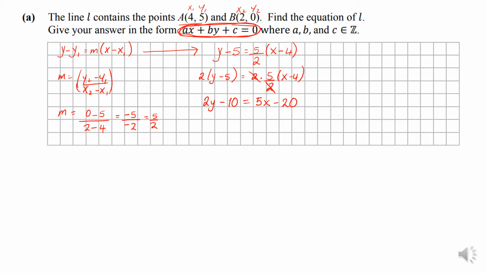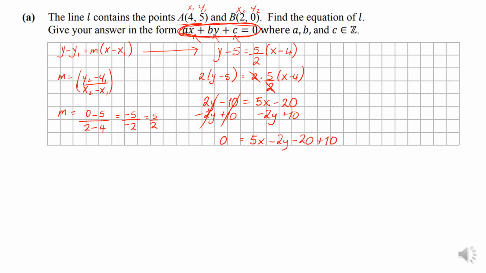To write it in the form that was asked, they want us to have the x part first, the y part second. So x is first, y is second, constants or numbers third, equal to 0. Because we have plus 5x on the right, I'm going to start off by moving everything to the right to be with it. So let's take away things from the left. We're going to take 2y from both sides, and we're going to add 10 to both sides. So now we're left with nothing on the left hand side. On the right hand side we have a 5x, a minus 2y, a minus 20, and a plus 10.